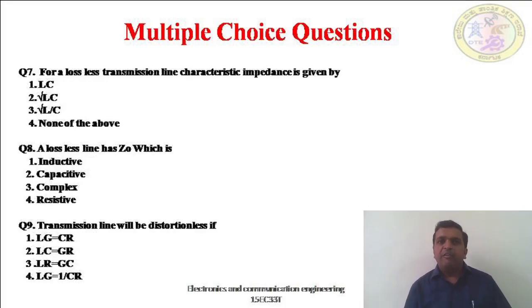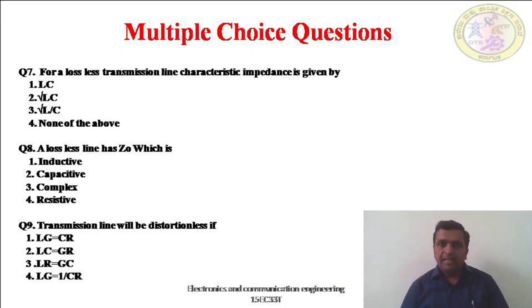Question number 7. For a lossless transmission line, the characteristic impedance is given by option number 1, LC, option number 2, root of L into C, option number 3, root of L by C, option number 4, none of the above. The answer is option number 3, root of L by C. A lossless line is, once again, you can think of it as an infinite line, or one that doesn't have any reflection. In that particular line, what is the condition? The answer is root of L by C.